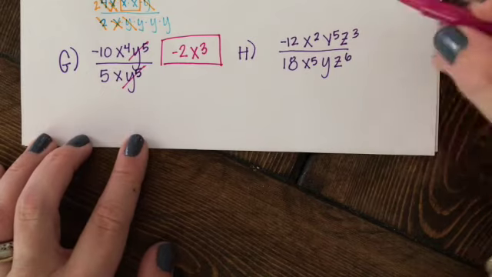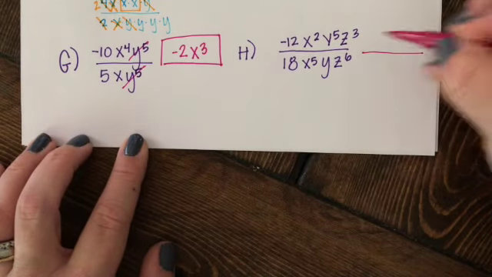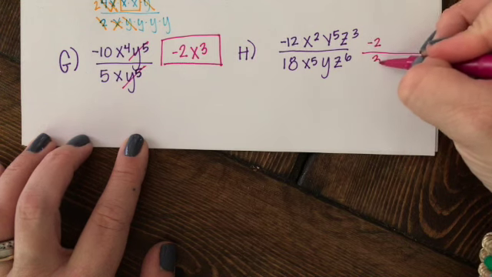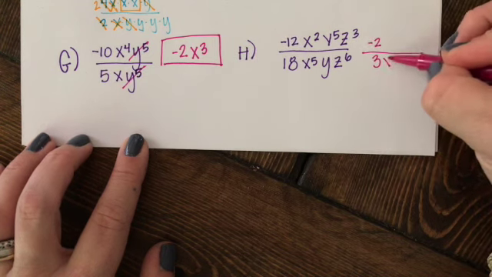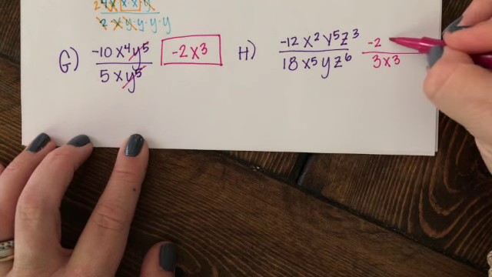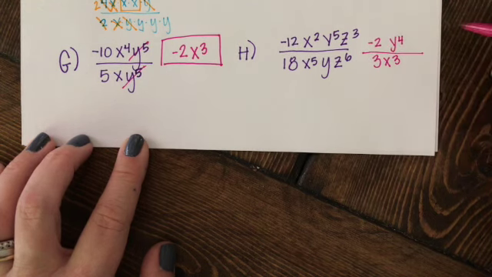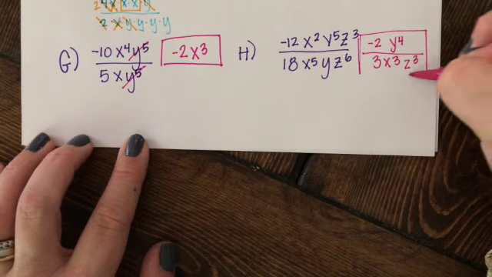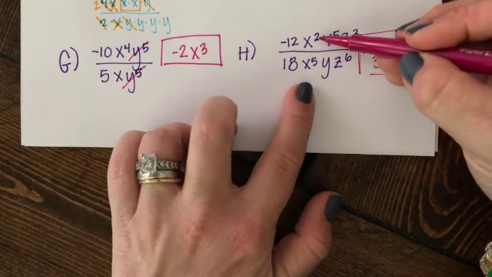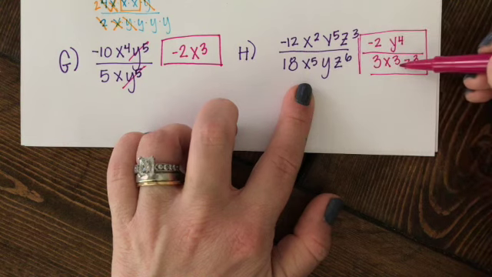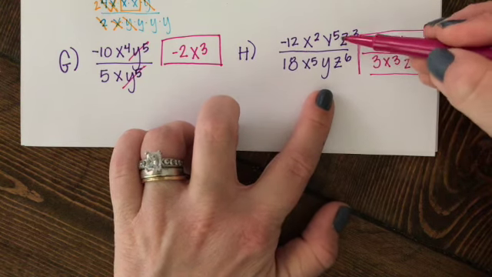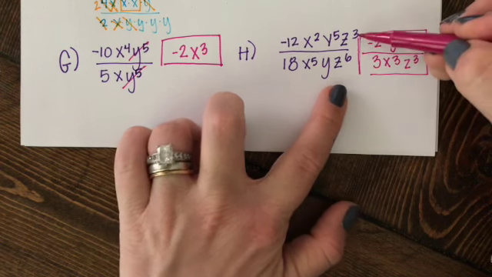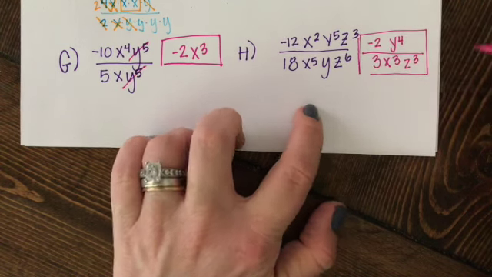And then this last one, I'm going to set up my fraction bar. 12 and 18 are both divisible by 6, so that's negative 2 and 3. There are 3 more x's on the bottom, 4 more y's on the top, and 3 more z's on the bottom. Looking at them, the x's, there's 2 on top, 5 on bottom, so that's 3 more on the bottom. The y's, there's 5 on top and only 1 on the bottom, so there's 4 more on the top, and then 3 and 6 means there's 3 more z's on the bottom.